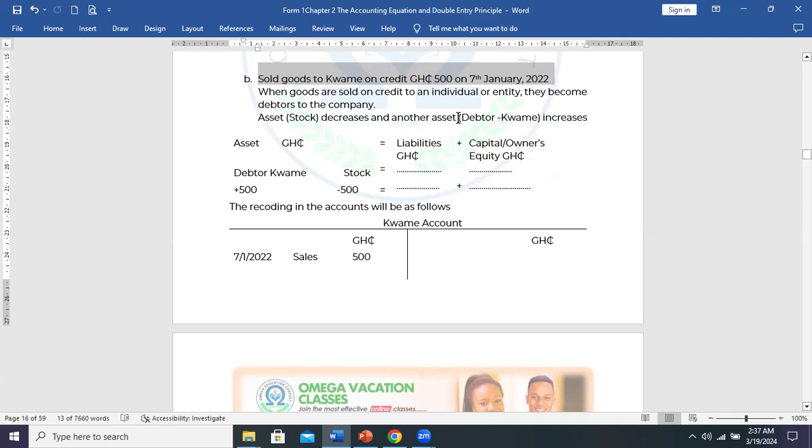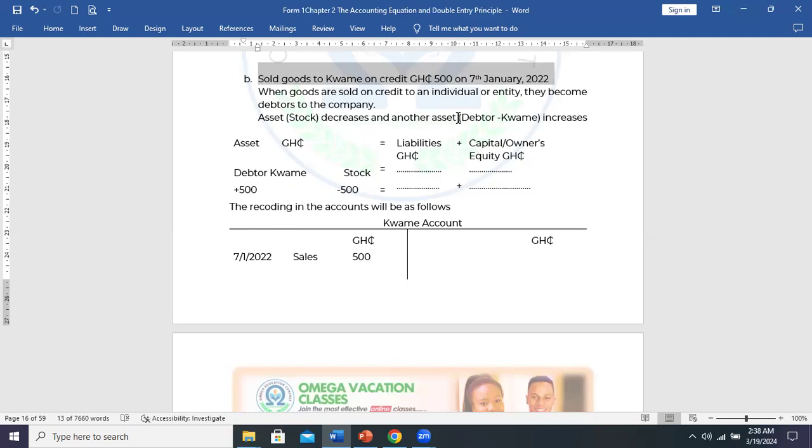Okay. If I want to cite as an example, Business Smith sold goods to Mr. Amwa. Mr. Amwa didn't pay. So Mr. Amwa now owes Business Smith. So if Business Smith is preparing accounts, he will open Mr. Amwa's account and show that Mr. Amwa is owing the business.